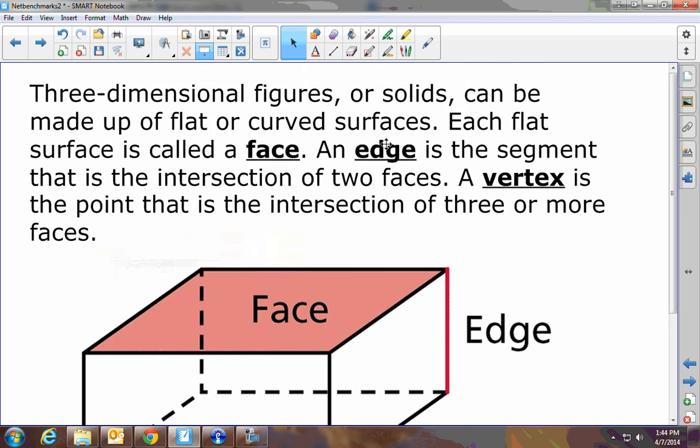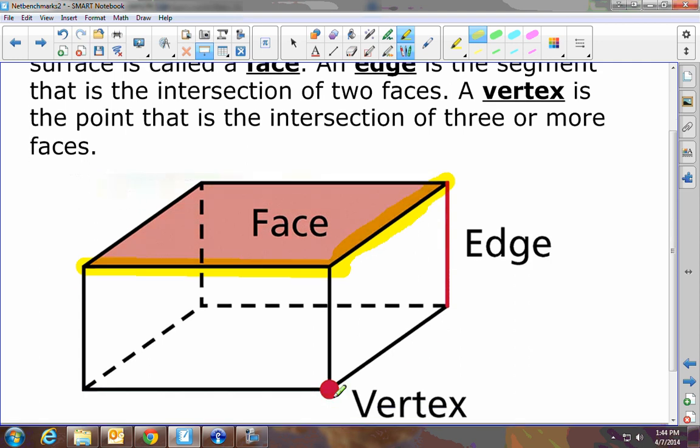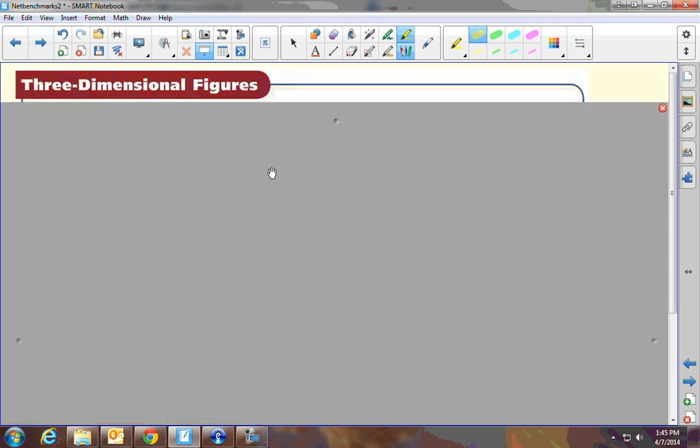An edge is the segment that is the intersection of two faces. Another word for edge would simply be a line segment. Okay, so that's an edge, there's an edge, and so forth. A vertex is the point of intersection of three or more faces. So this point right here, that's a vertex. A vertex is just the same as a point. So if you remember benchmark 1, we're really just going back to the very basics of geometry with planes, lines, and points. We're just calling them different things here.